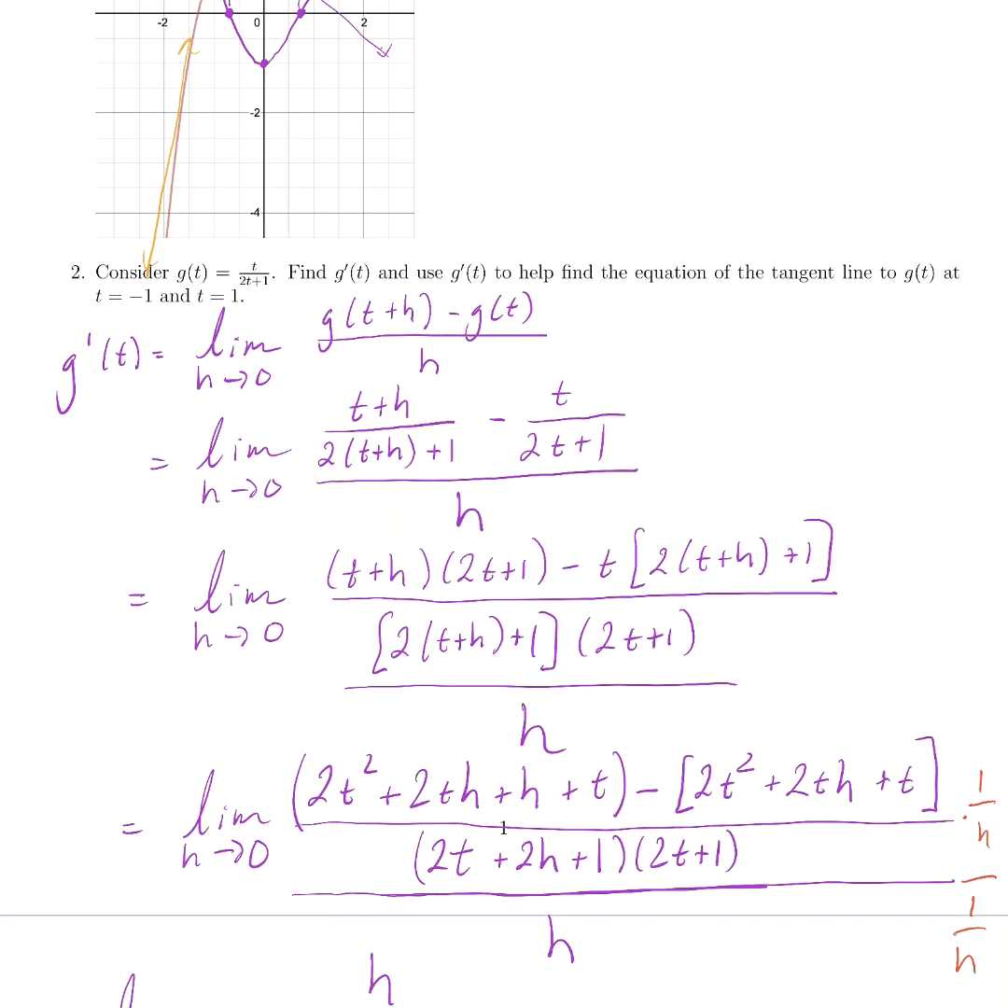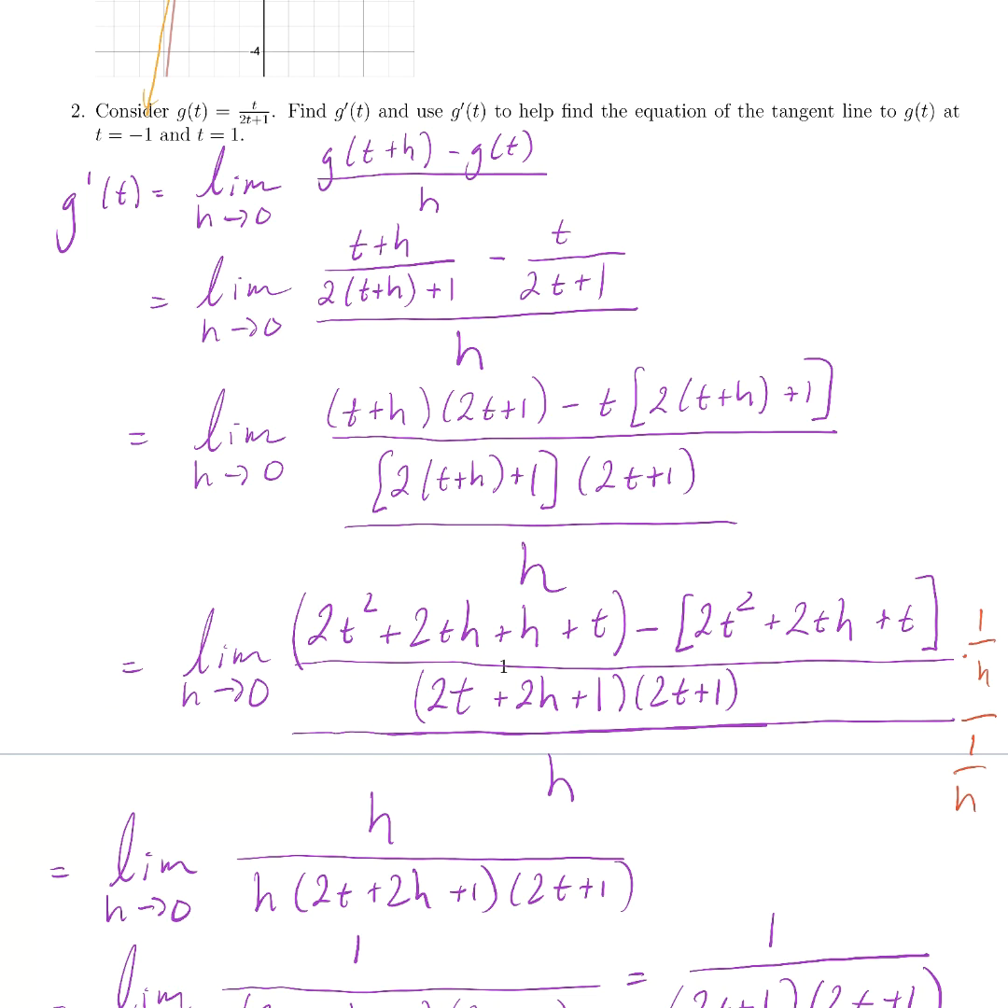Okay, number 2 says, consider g of t is t divided by 2t plus 1. Find the derivative and use that derivative to find the equation of a couple of tangent lines. Okay, this is a bit of an algebra battle and it takes a little bit of patience, but here it is, it's all written out. G prime of t is the limit as h approaches 0 of g of t plus h minus g of t. So I evaluated the function at those points.